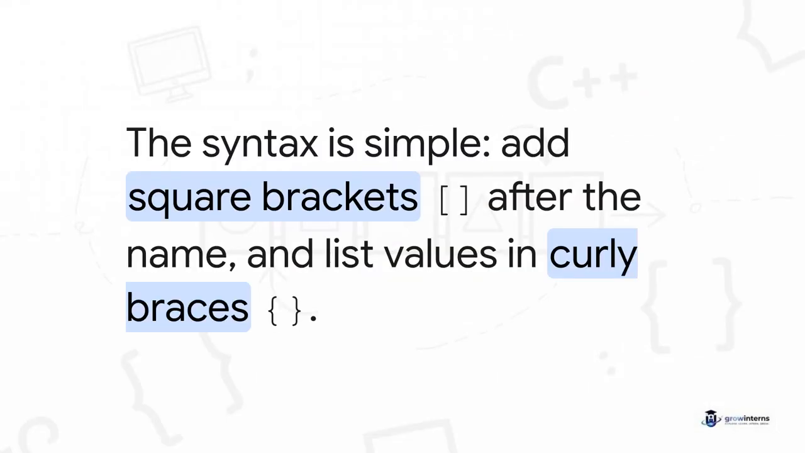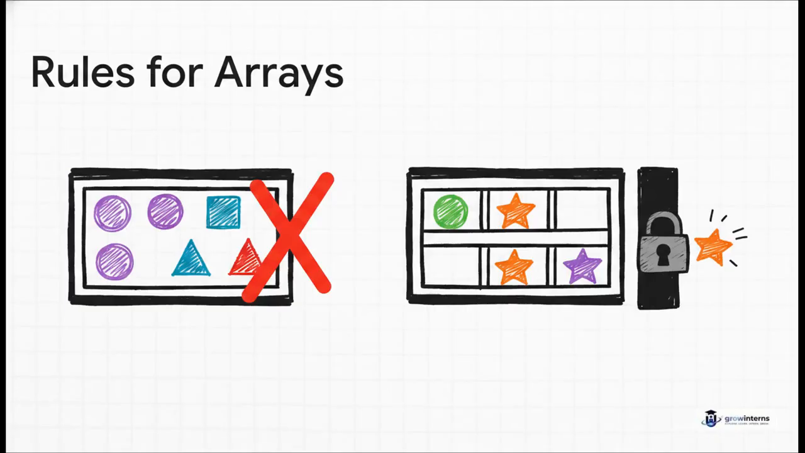And check out how easy it is to create one. You declare it like a normal variable, but you add these square brackets right after the name. Then, inside these curly braces, you just list out all your values, separated by commas, and boom, that's it. You've made an array.